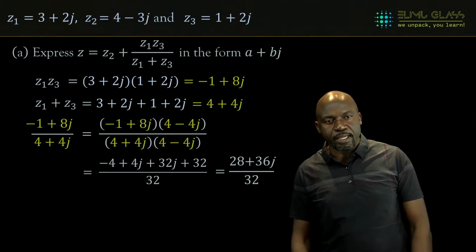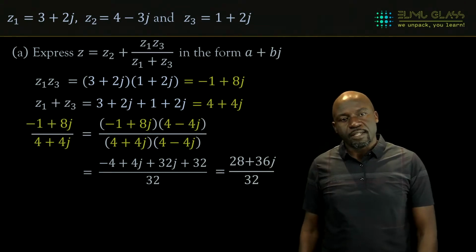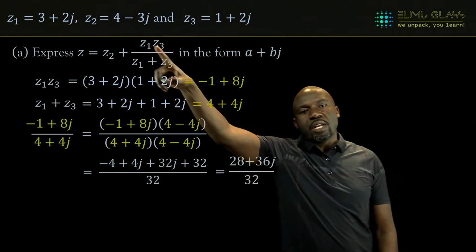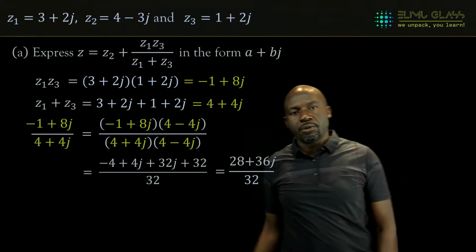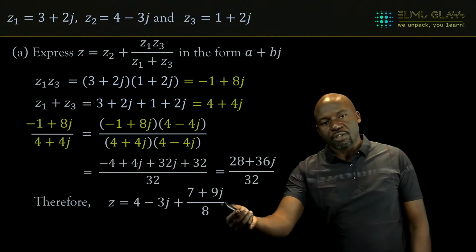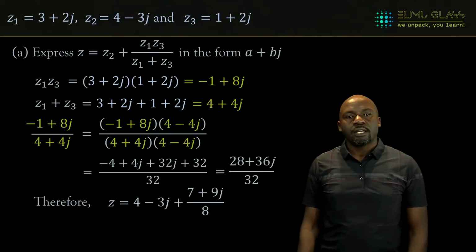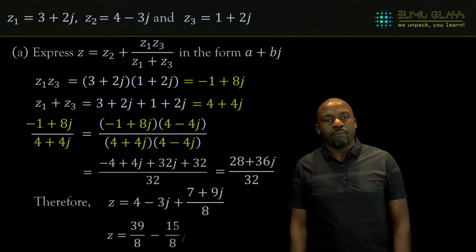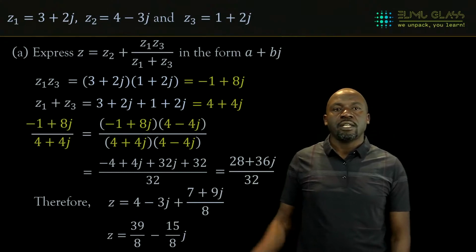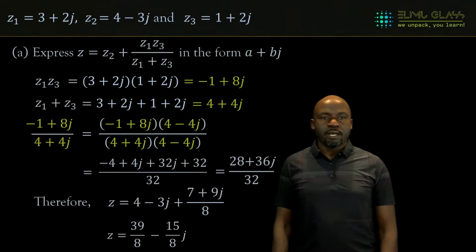We can simplify this by dividing by 4. We get 7 plus 9j over 8. And that is what we now add to z2 there. So if we add z2, I have now simplified this by dividing top and bottom by 4. If we add this together, we end up with 39 over 8 minus 15 over 8j, and that is this simplified. So this is just simple complex number algebra.